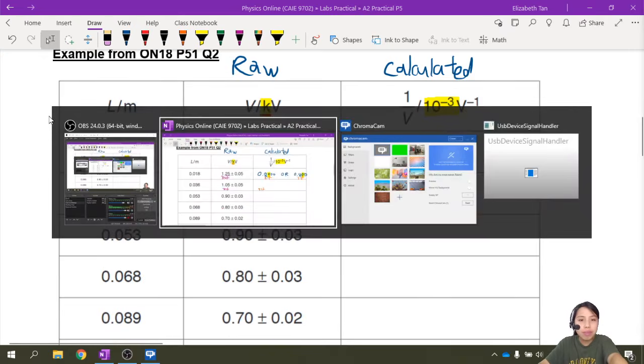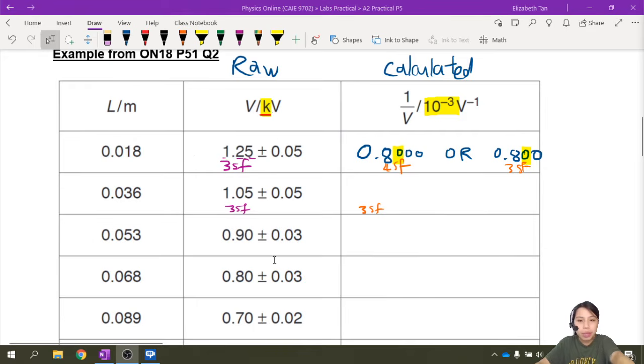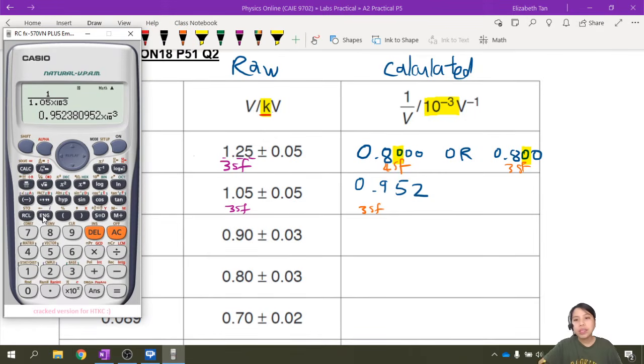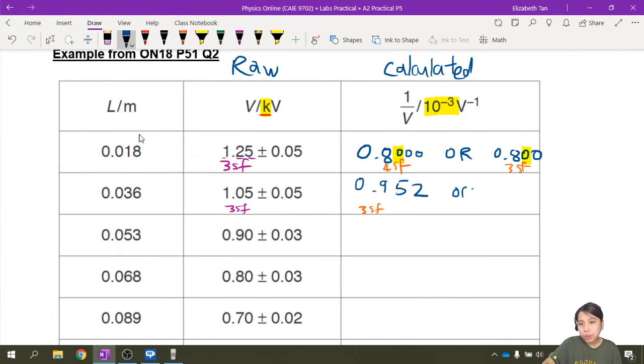And that will be, where's my device? Oh, I closed my calculator. Never mind. This will be 0.952. Sorry about that. Or the alternate answer is 0.9524. Also can. Up to you.